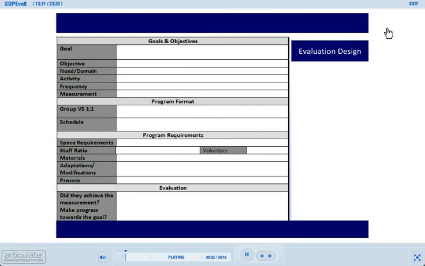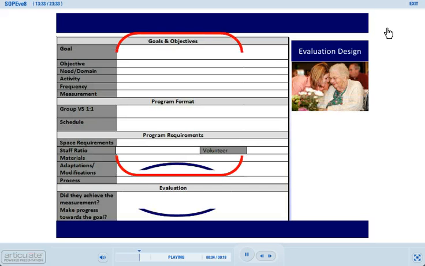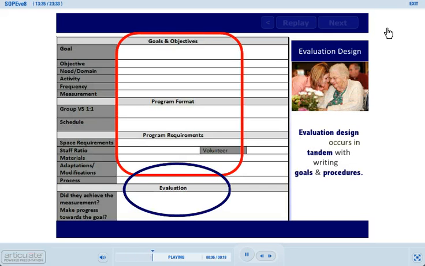The process of evaluation design should occur in tandem with the design of programs and the creation of treatment plans. As you are writing goals and process procedures, you should also be thinking about how you will evaluate those goals and procedures. We can look to the evaluation cycle for help completing this.